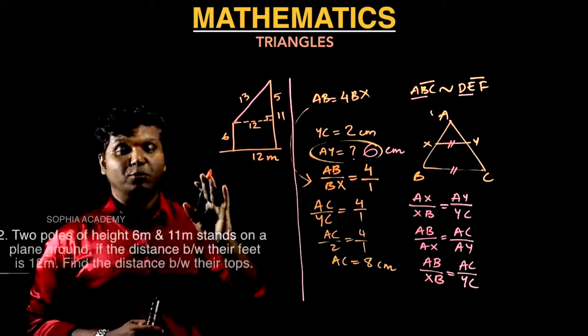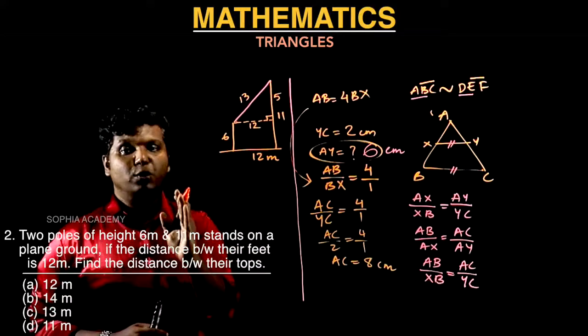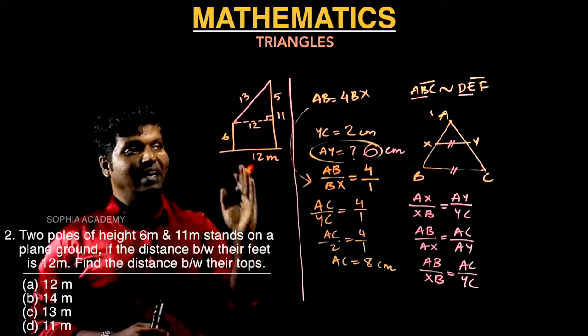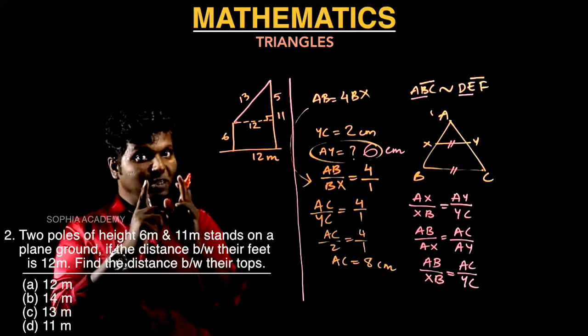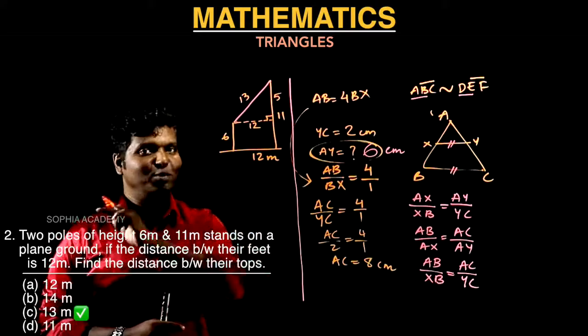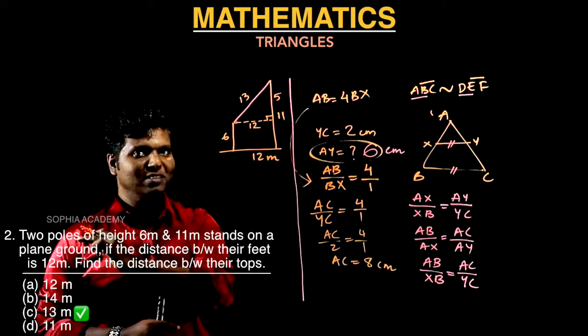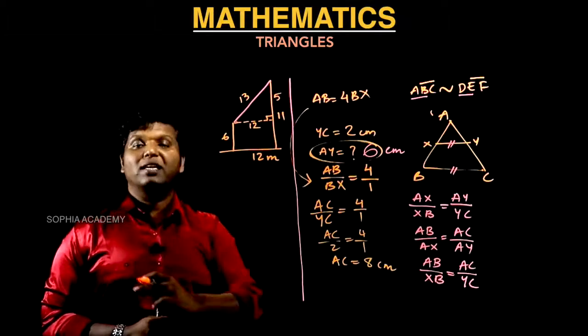So 13 is the right option. Here you can see there are 4 options: 12, 14, 13 and 11. And 13 is our option number 3. Just mark that one, that will be the right answer. Hope you understood. Now let us go into the next question.